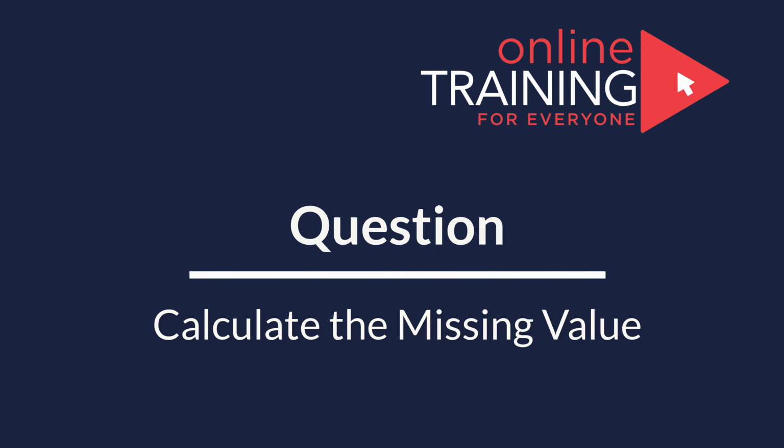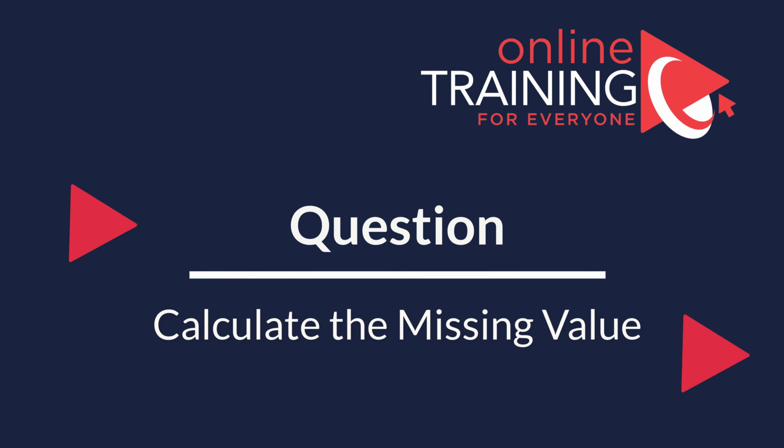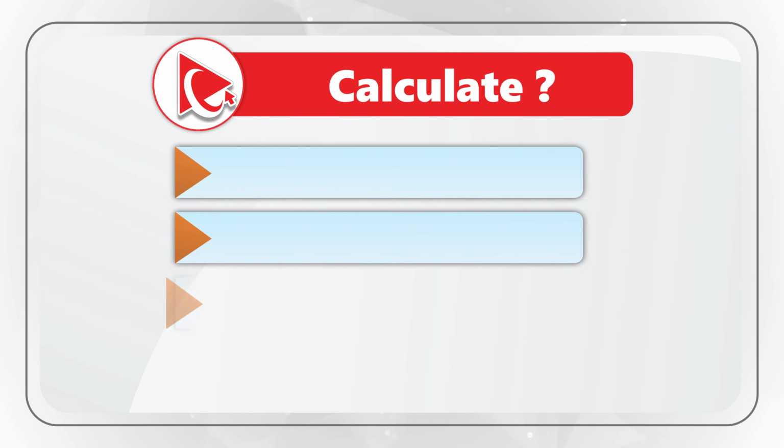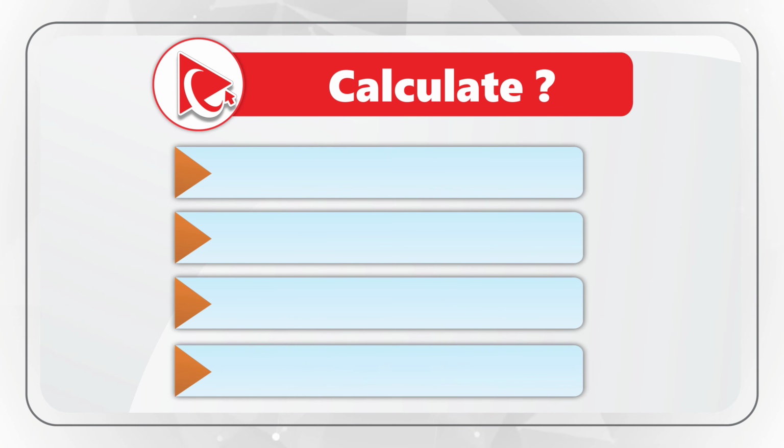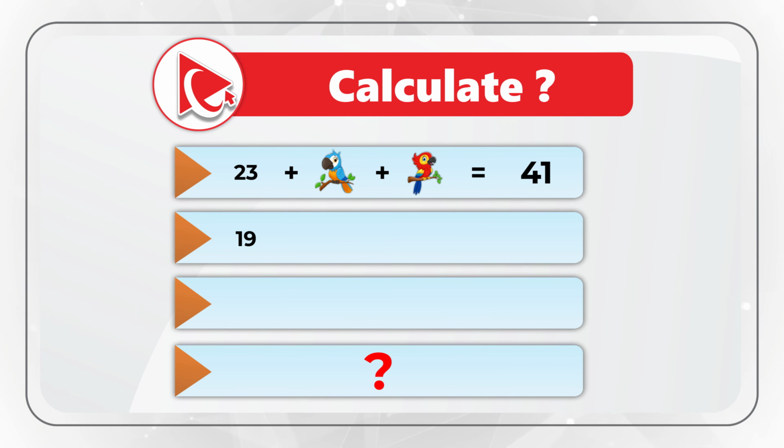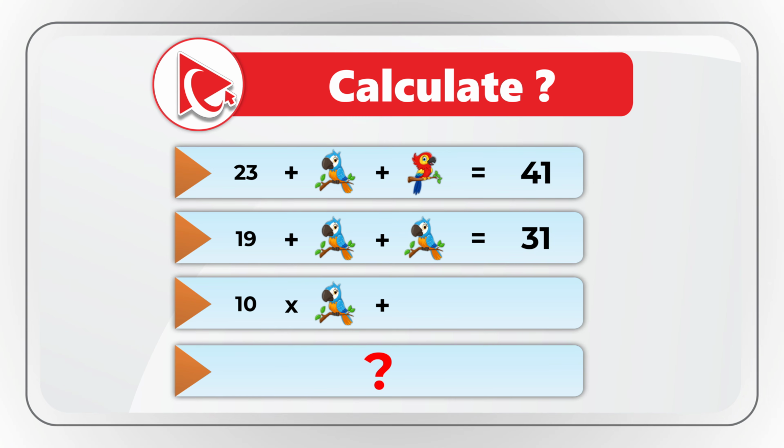One of my favorite questions is where you need to calculate the missing value. You're presented with 3 equations, and in the fourth equation, the result is missing. The first equation is 23 multiplied by blue parrot plus red parrot equals 41. Second equation, 19 plus blue parrot equals 31. Third equation is 10 multiplied by blue parrot plus red parrot equals 72.